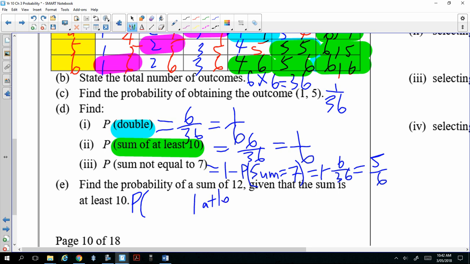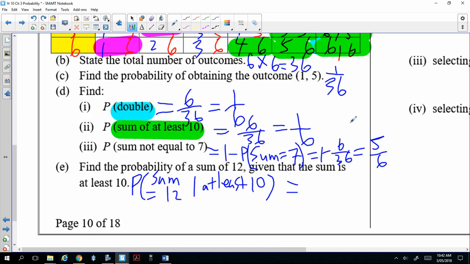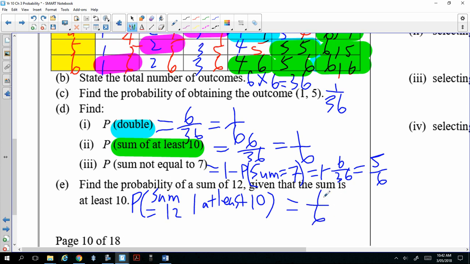And given it's at least 10, we need to know when the sum is, what's the chance it's going to be equal to 12. Okay, so you look at the ones in green. These are at least 10. Which ones add up to 12? 1, but it will be 1 out of 6 rather than 1 out of 36, because we know it's at least 10, there's 6 outcomes.